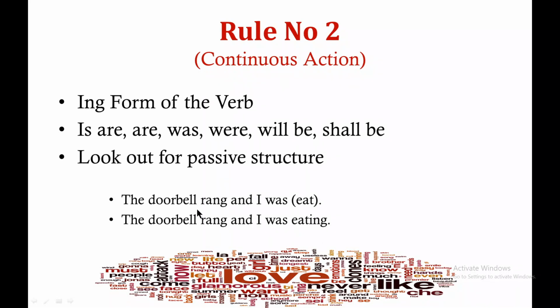What you need to do is you have to see the helping verbs used in the sentence. So here it is, was. With was, with is, am, with were, with will be, with shall be, you have to use the ing form.